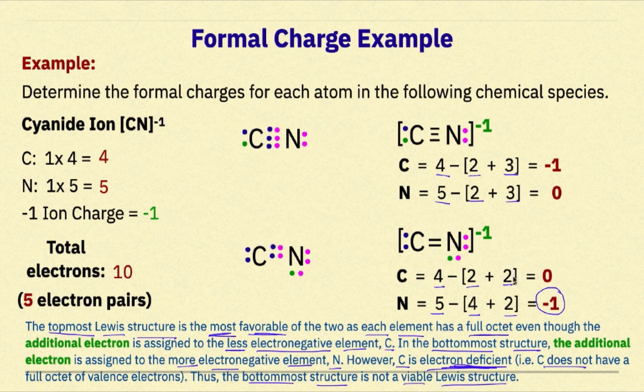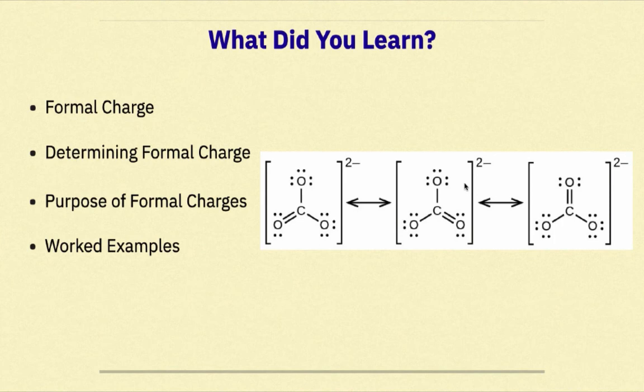So when in doubt, even though past practice has said, hey, assign that extra electron to your more electronegative element, go with the one that will achieve that stable structure, that full octet for both elements. So what did you learn? We went over the definition of formal charge. We talked about how to determine the formal charge, the purpose of formal charges, and then did some worked examples at the end.